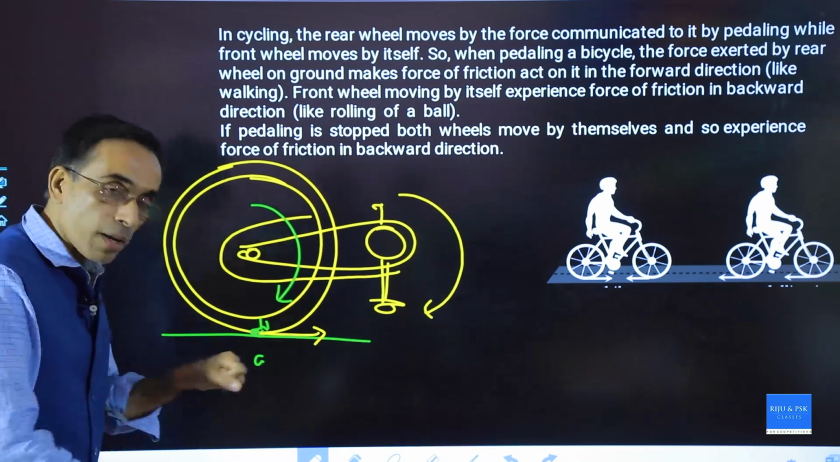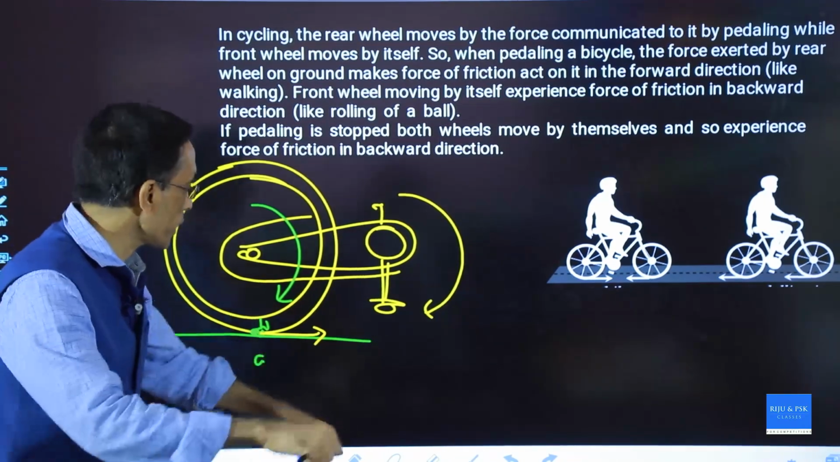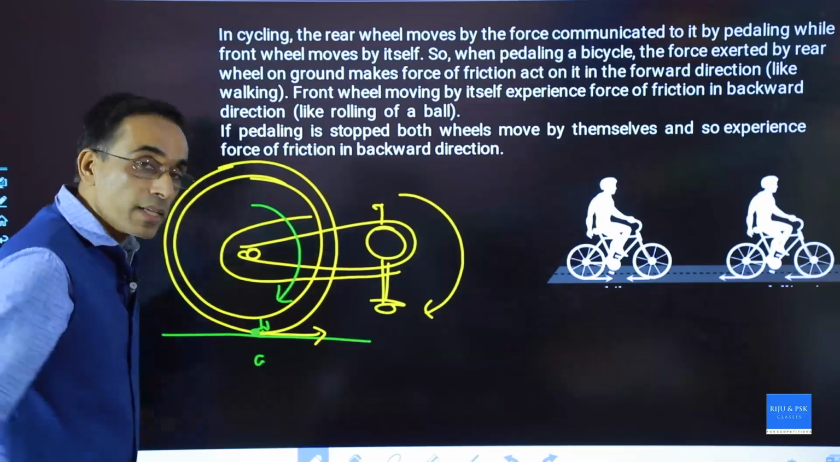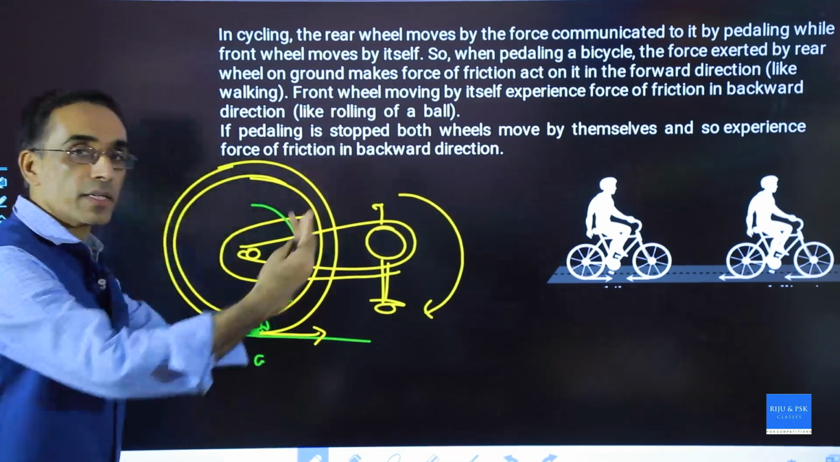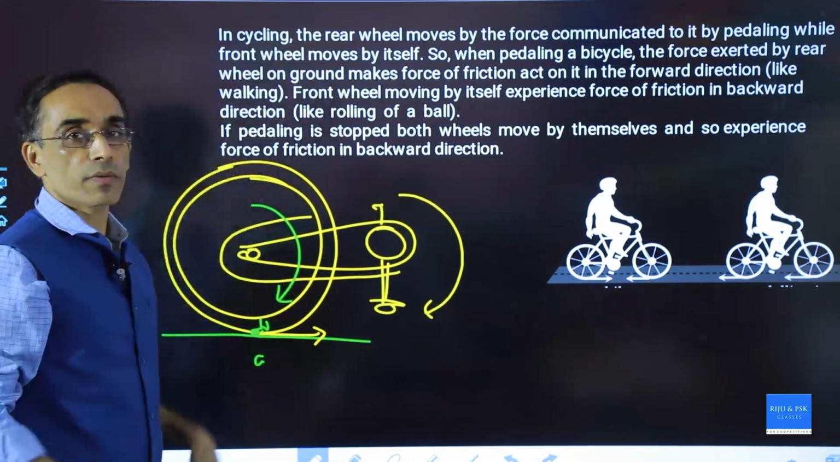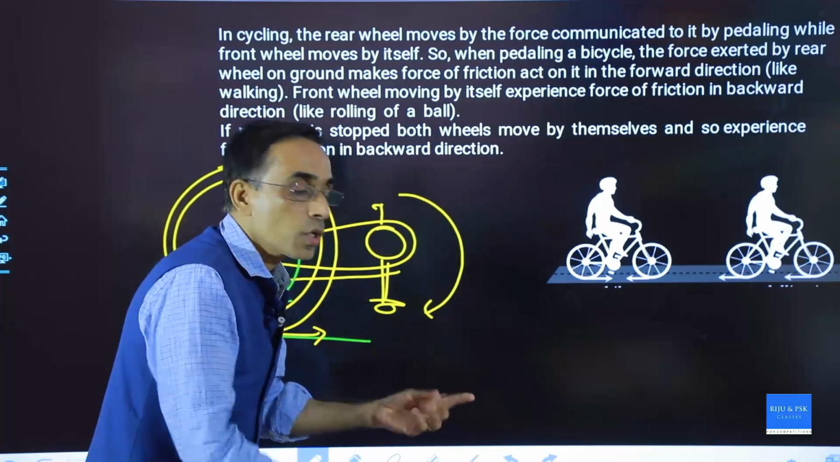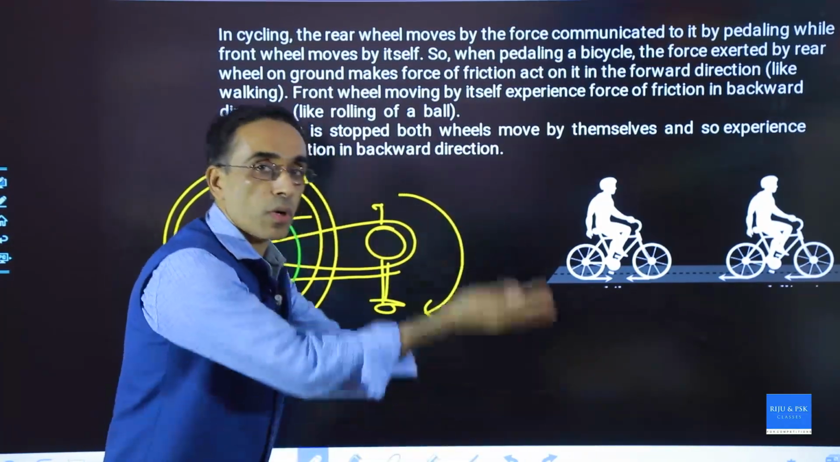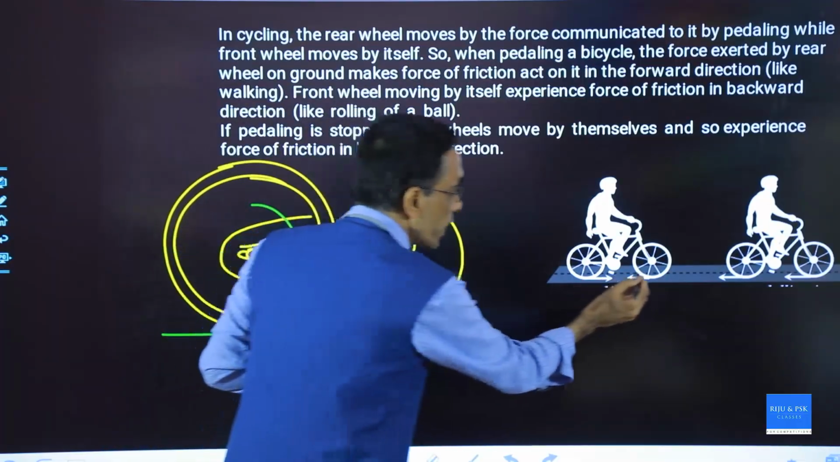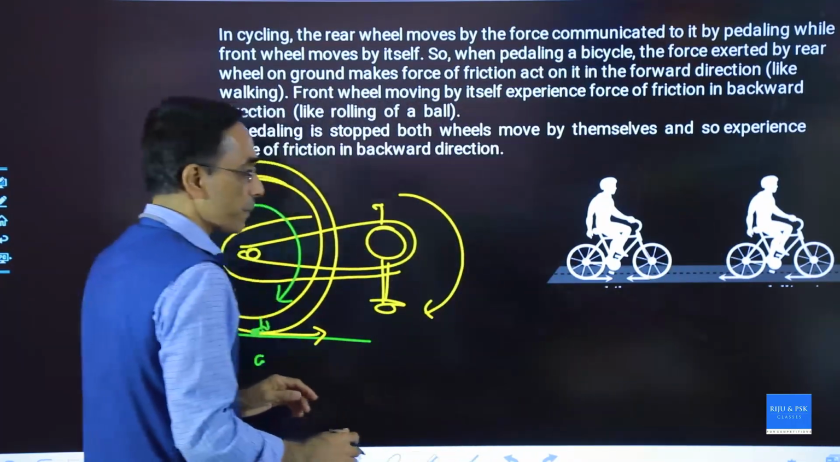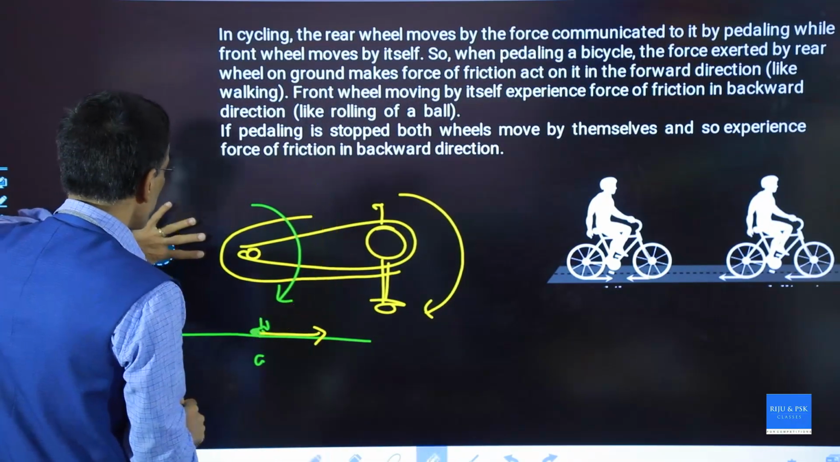So when you pedal your bicycle, friction on the rear wheel is in the forward direction. That is pushing the cycle in the forward direction. But are you pedaling the front wheel? No, the front wheel is simply moving on its own. So the front wheel, when it moves in the forward direction, okay, I'll draw the front wheel here.